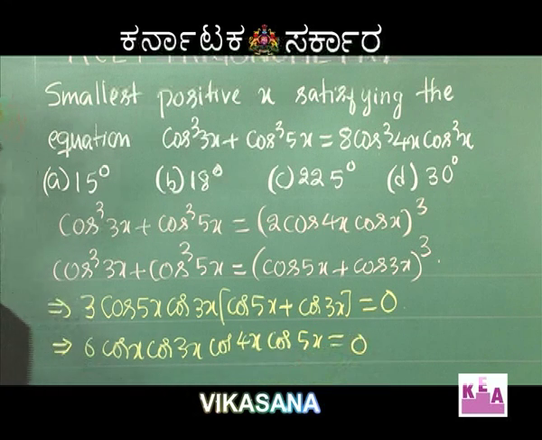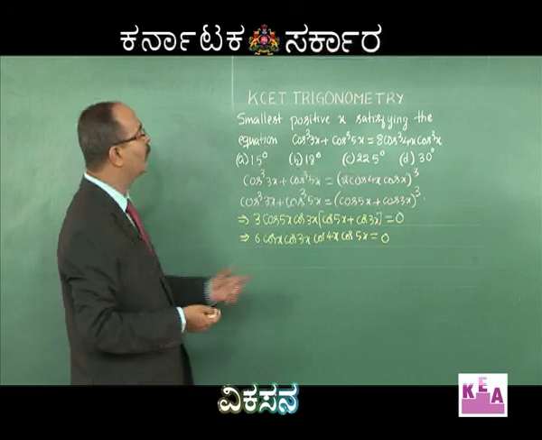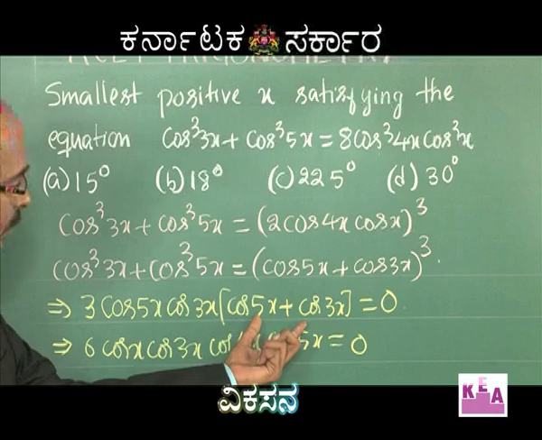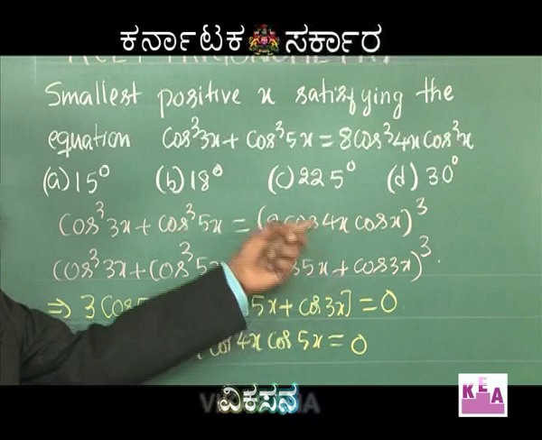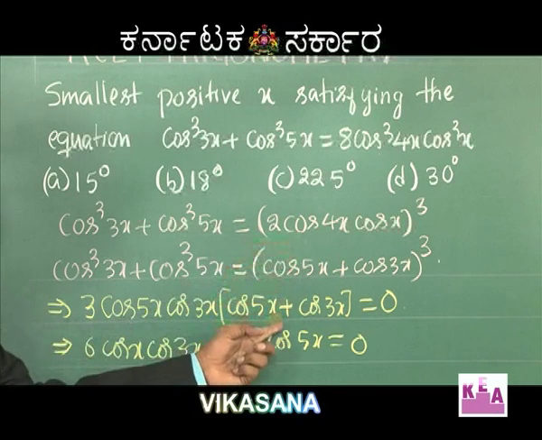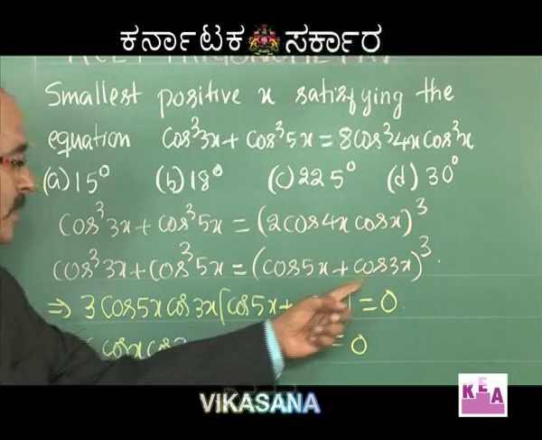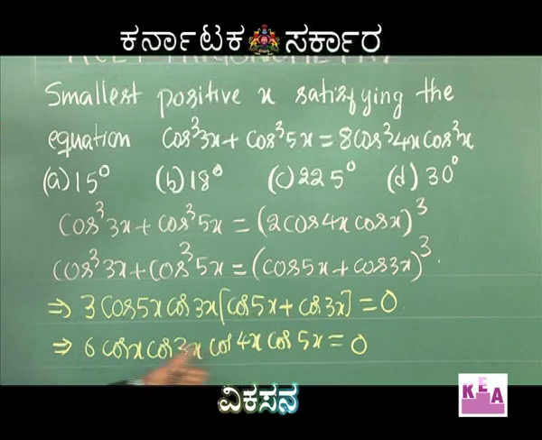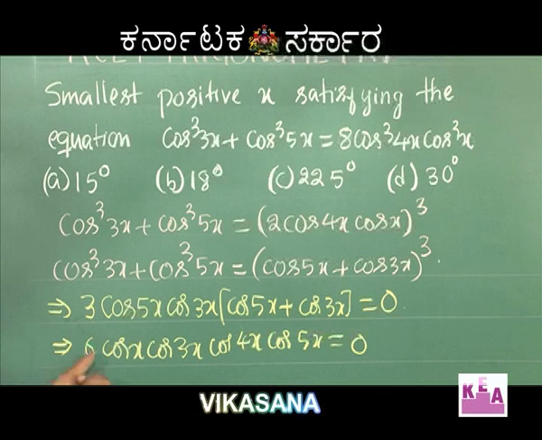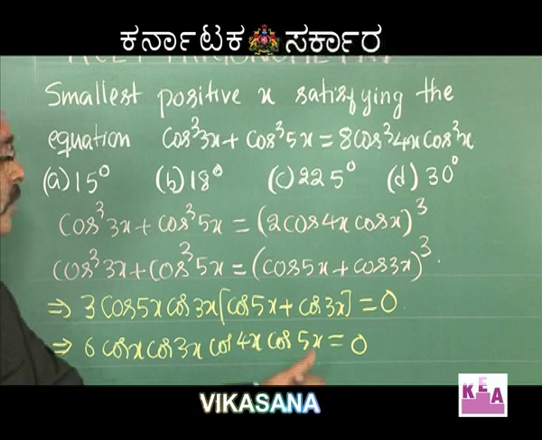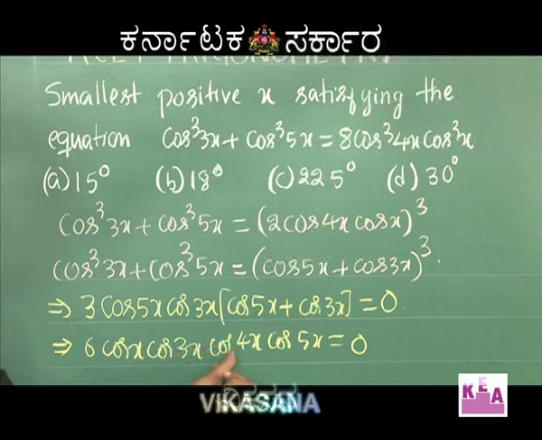Where did you get all these things is a question. Look at this, dear students. Cos 5x plus cos 3x, we got it from this. So I am just writing that here. In place of cos 5x plus cos 3x, I am writing cos 4x into cos x into 2. That 2 I multiplied to these 3, we got 6. So I am writing this in the ascending values of x, that is cos x, cos 3x, cos 4x, cos 5x is equal to 0.